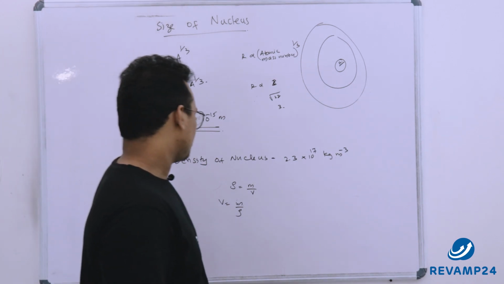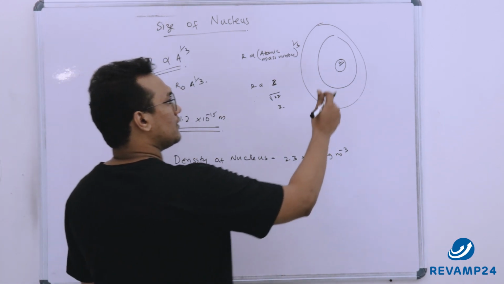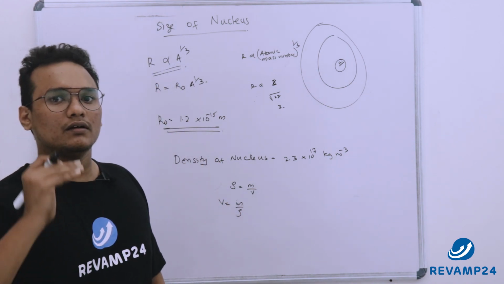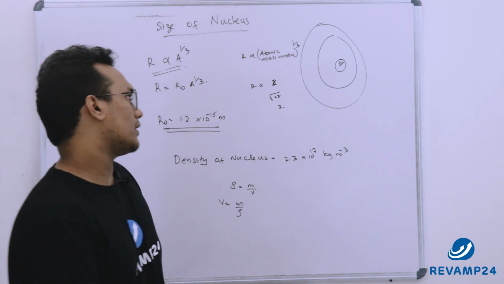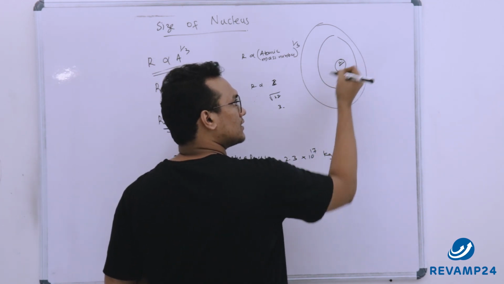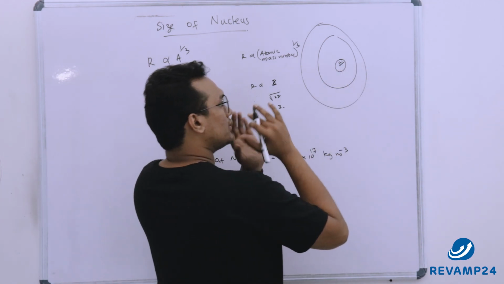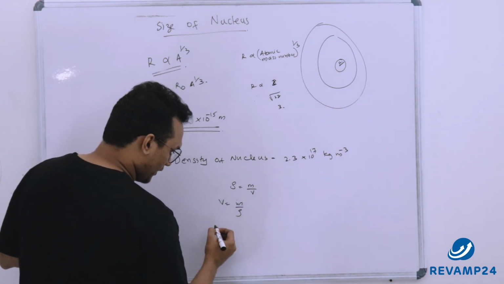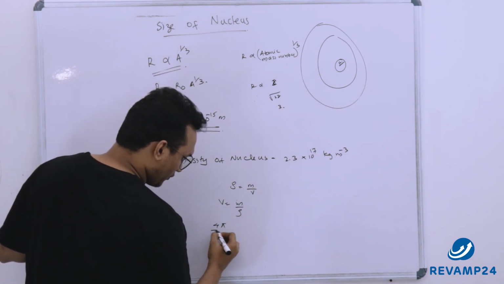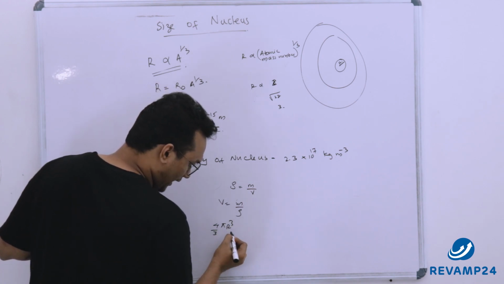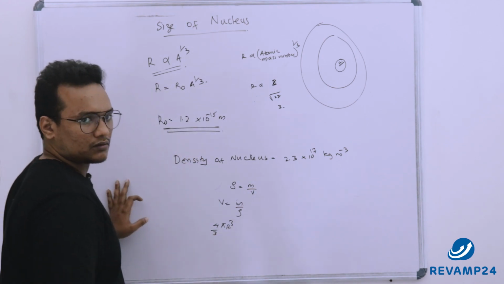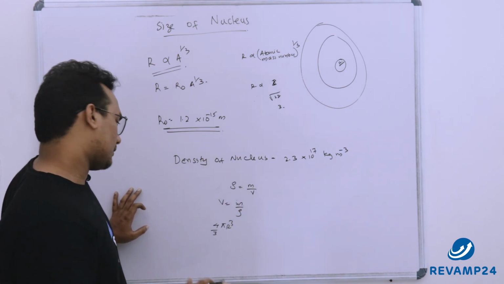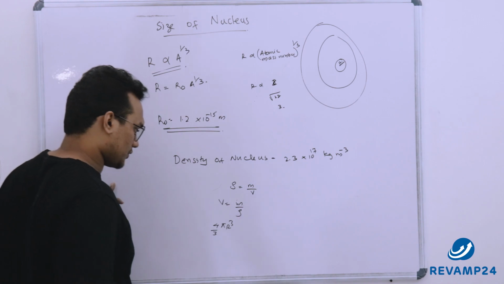Now, if the nucleus is a sphere, what would be the volume of the sphere? So the nucleus is a sphere with radius r. We know the volume of a sphere is 4 by 3 pi r cube, where r is the radius of the nucleus of the particular atom we are considering for this experiment.